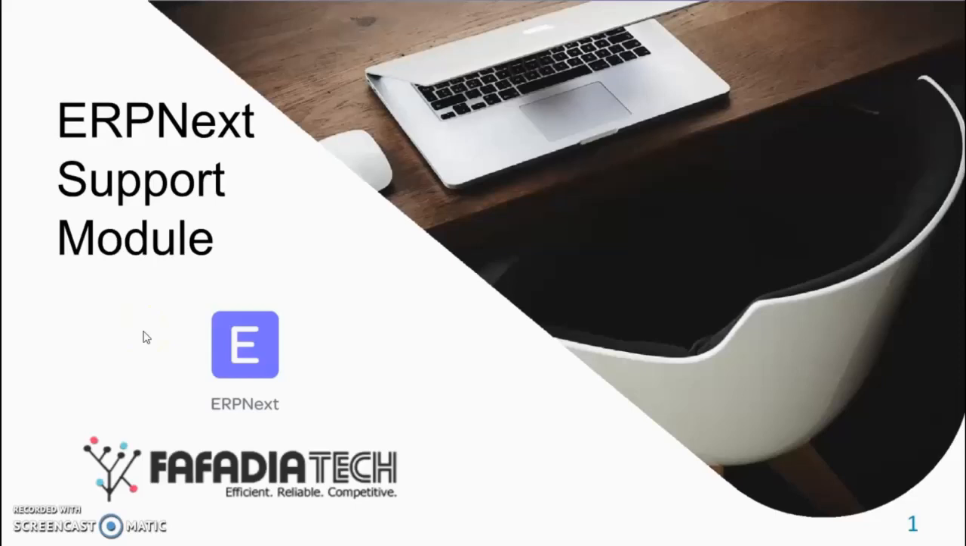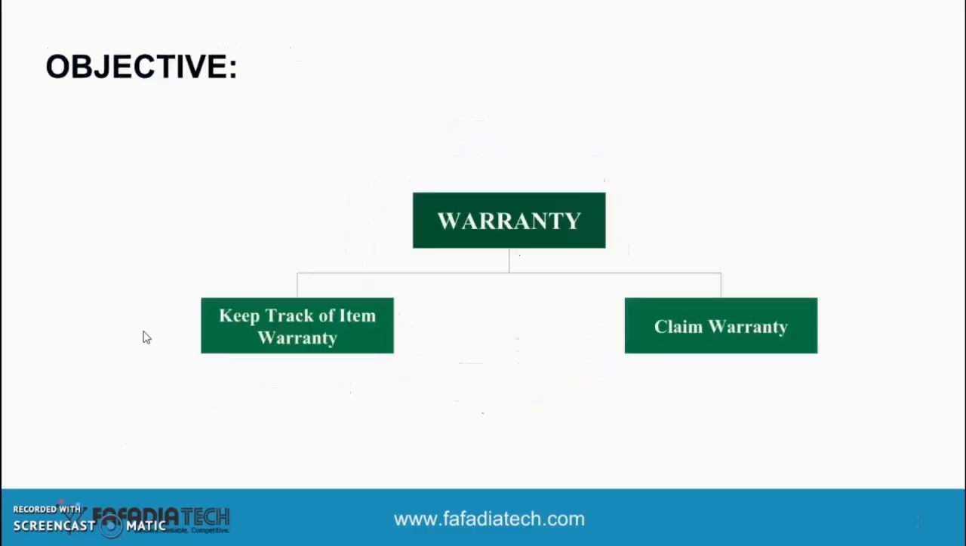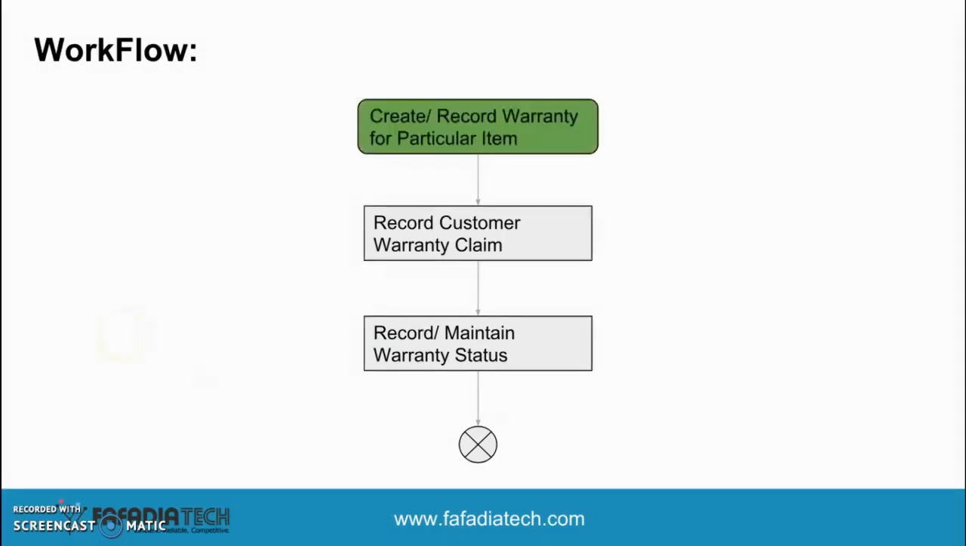I am a business analyst with Fafadia Tech, and in this video, I will be giving you a short walkthrough of the support module on ERPNext. In the ERPNext support module, we have various submodules such as issues, warranty, maintenance, and reports. The main objective of having warranty as a submodule is to keep track of warranty and its claims on items sold. The general workflow of the support module is to create or record a warranty for a particular item, record customer warranty claims, and record or maintain warranty status.